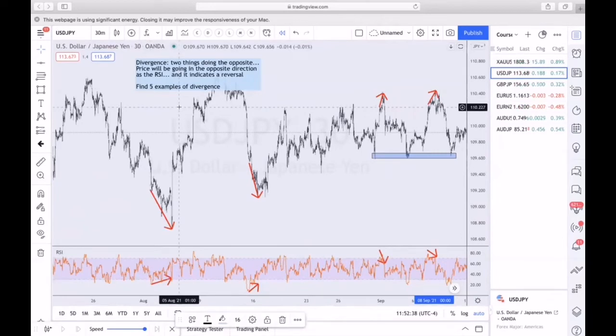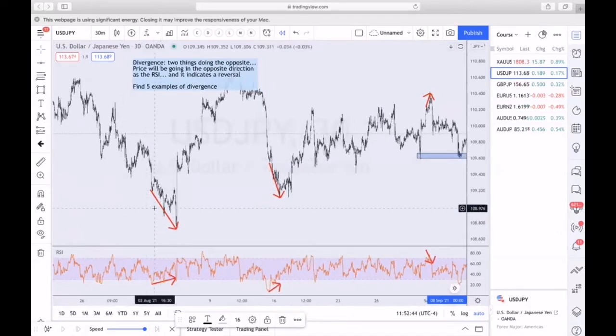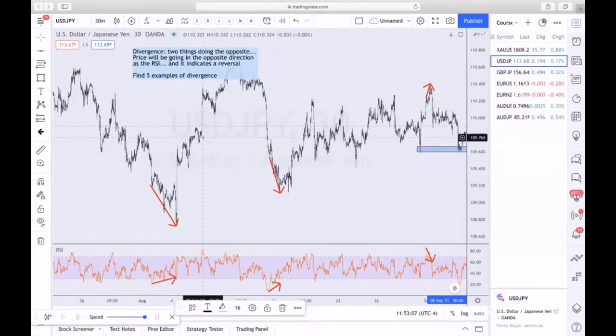The second part is to identify 5 examples of divergence on each of the pairs that you trade, okay? Divergence, again, is 2 things doing the opposite. And then lastly, find 5 zones on your 4 hour structure, your 1 hour structure, and your 30-minute structure, and then color coordinate them based off of those zones. You guys already know, from assignment number 2, which was our structure assignment, the difference between your 4 hour, your 1 hour, and your 30 minutes.